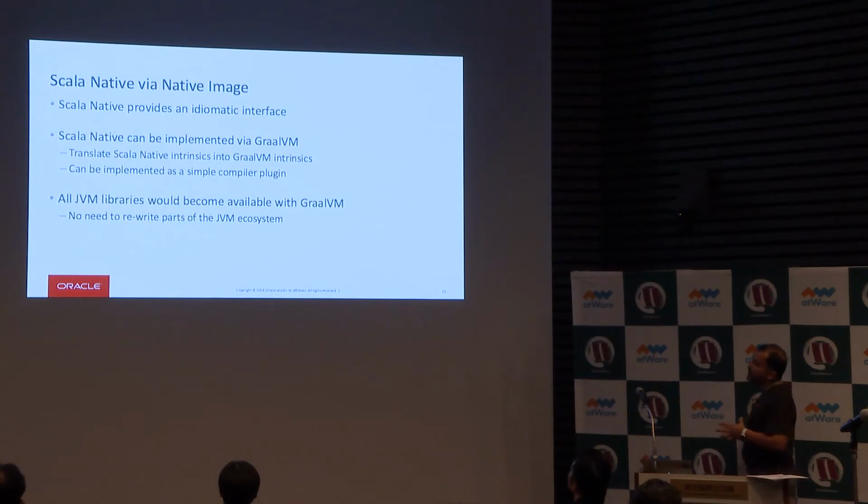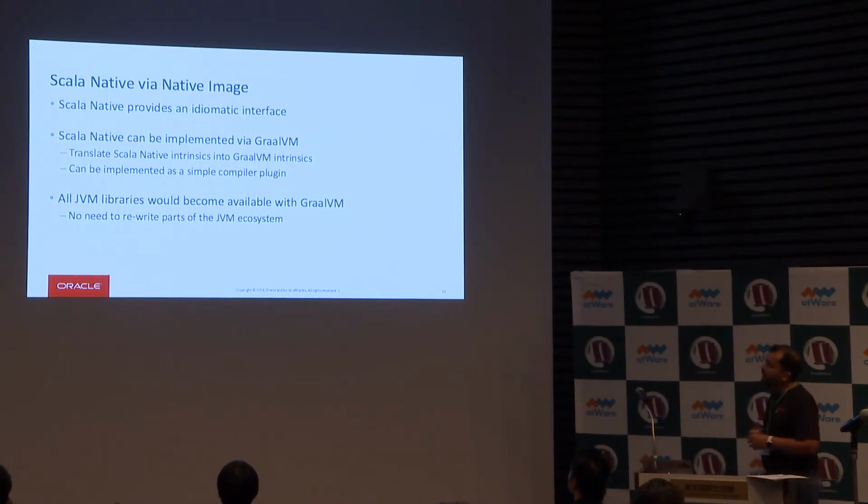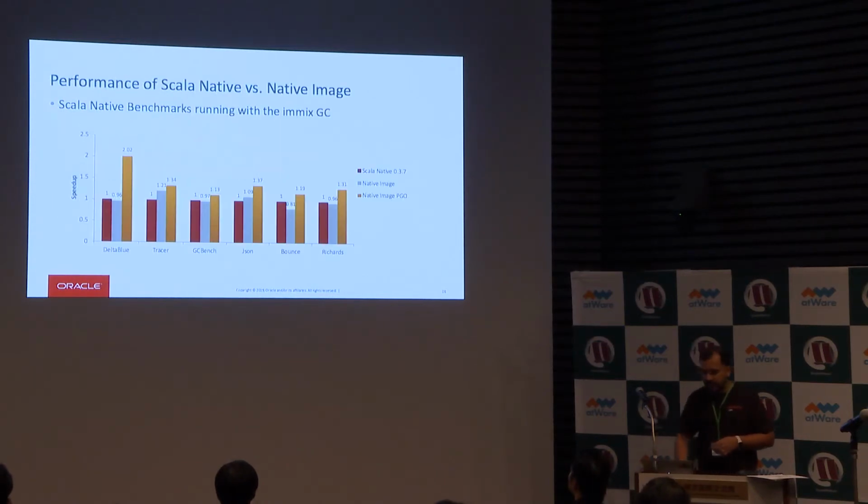Scala Native versus native image, right? There are a lot of intrinsics in there when we saw the images and classes that need to be reachable. All the JVM libraries become available with GraalVM essentially, so you don't need to rewrite parts of the JVM ecosystem. That's another thing: you can translate quite a few of these native intrinsics and so forth. You can also do it using a compiler plugin, and some of the interfaces and so forth.